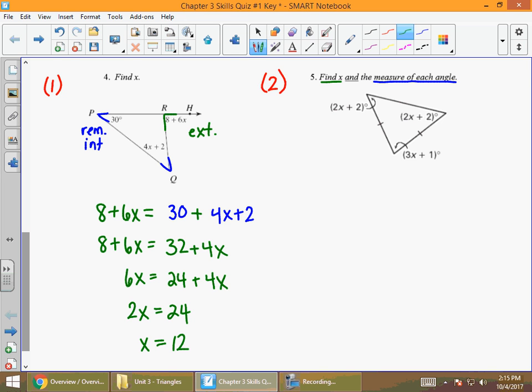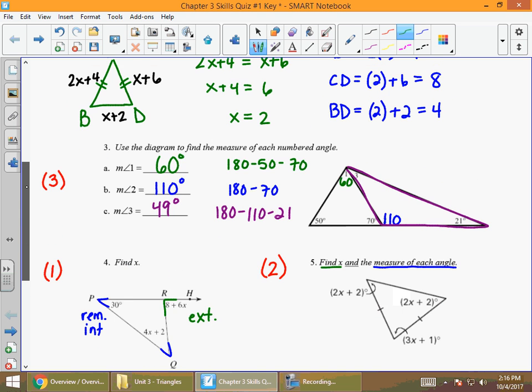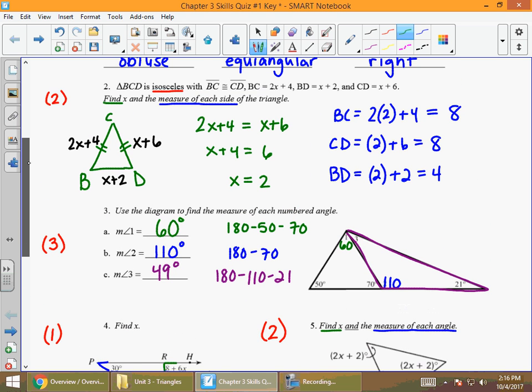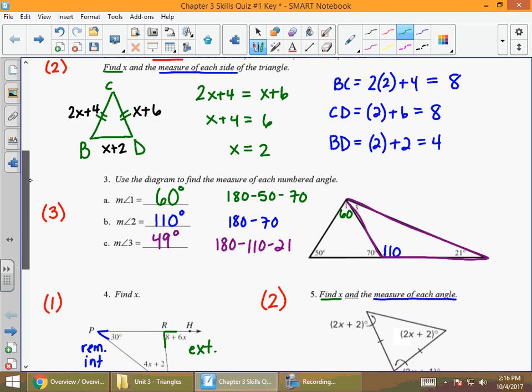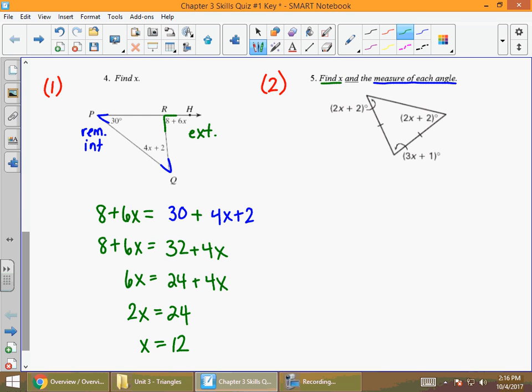Well, this one I can see these are angle measures, right? Unlike question 2, which dealt with sides, question 5 does, in fact, deal with angles. And I know that the sum of the angles of a triangle has to be 180 degrees. So 2x plus 2, plus 2x plus 2 again, plus 3x plus 1. I add all 3 angles up, it has to equal 180.